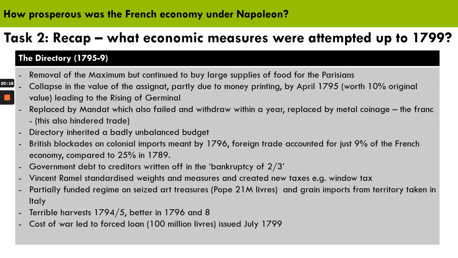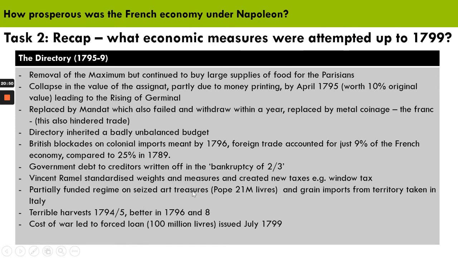And then in the Directory we said that they got rid of some things like price control, but there were major economic problems, weren't there, to do with the currency and the fact that it lost its value. And they ended up not paying off their creditors, which lost them support. And they inherited a terrible financial situation, and this was even made worse by the fact that they were being blockaded by the British. And this was all quite negative.